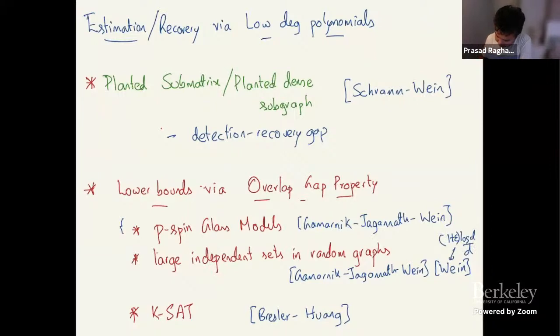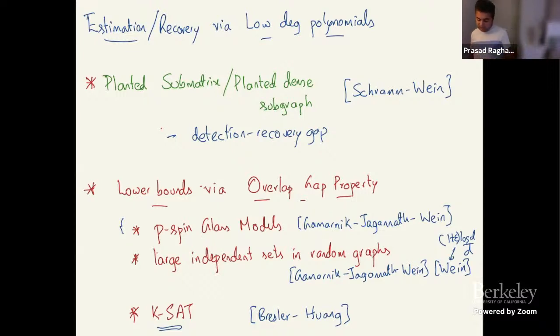And more recently, Guy and Bryce have a lower bound for KSAT. For KSAT, they show that there's a region of the density which matches the best known algorithm so far, beyond which no low degree polynomial can recover the assignment.